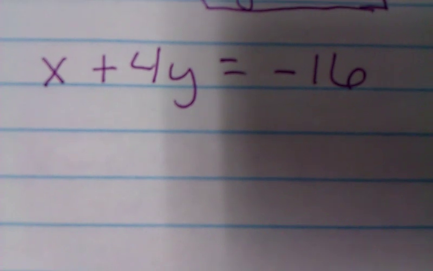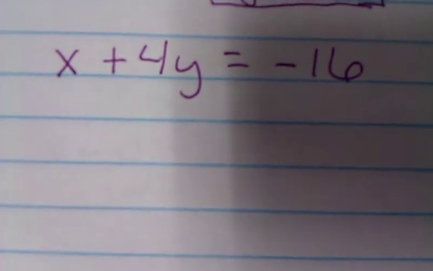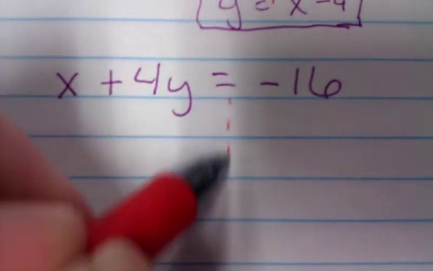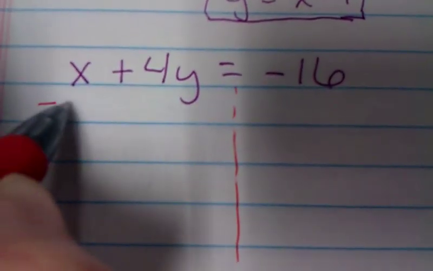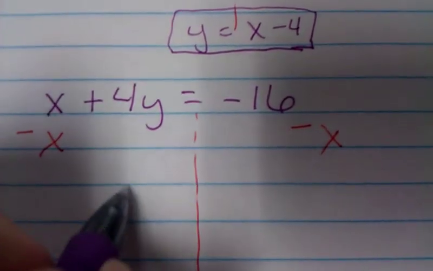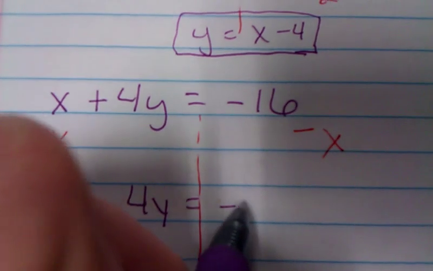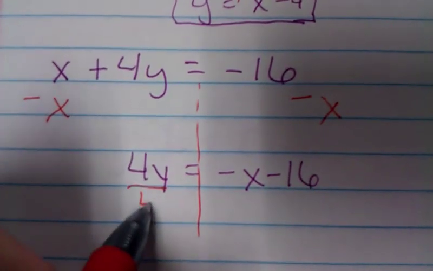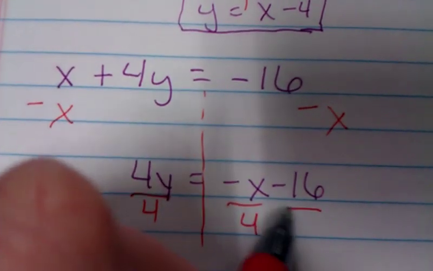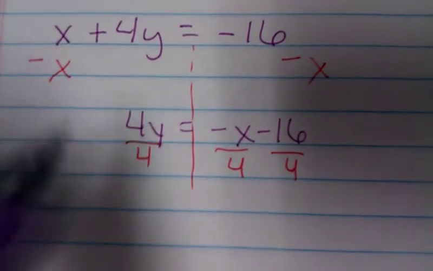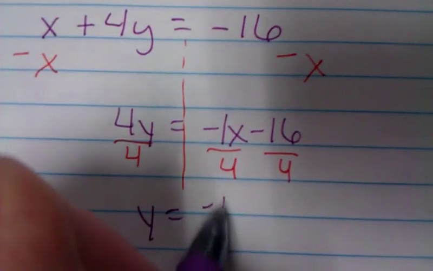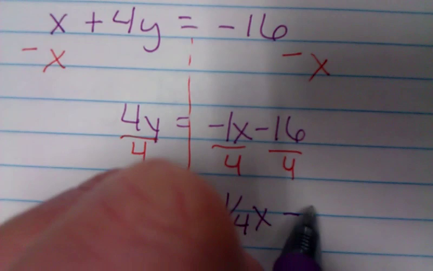And the next one. Again, solve, pause it and solve, and then check your answers. Right here, you should have subtracted x from each side. You get 4y equals negative x minus 16. You're going to divide by 4. You get y equals, that's a negative 1 right here, so that's a negative 1/4 x minus 4.